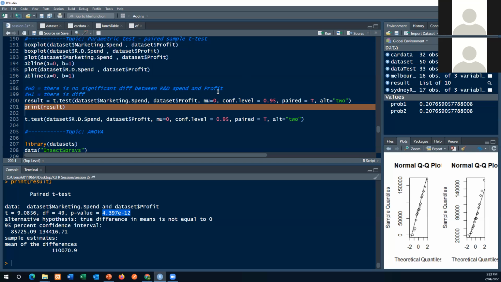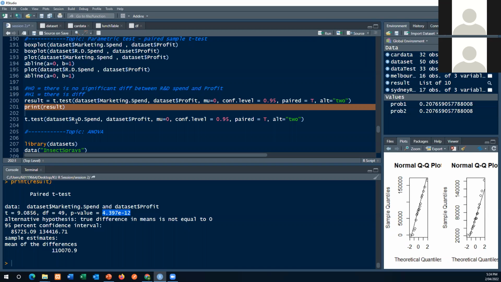If you spend more on R&D, you are expected to get more profit, and that is validated by this data set. It is a genuine data set from a startup company. So as the R&D spend goes up, there is significance, there is a difference in their relationship, and it is validated from two sides.